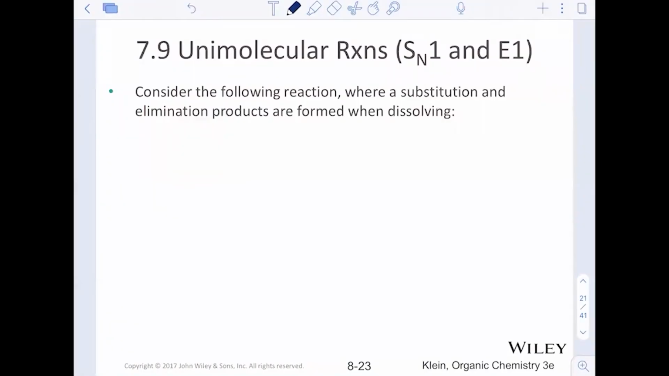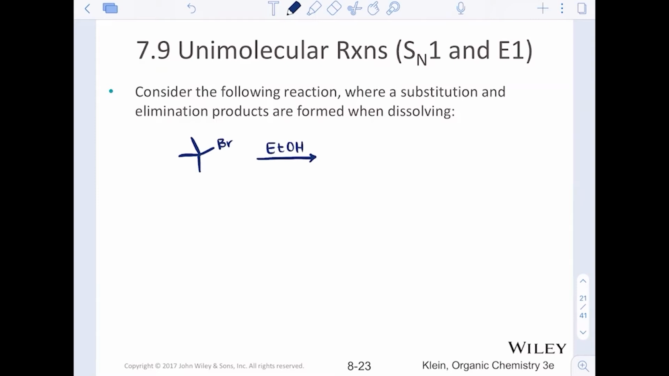The last set of reactions that we have are the SN1 and the E1 reactions. Now, let's consider this reaction right here: tert-butyl bromide with ethanol. That ethanol not only is our nucleophile, our base, but it's also our solvent.